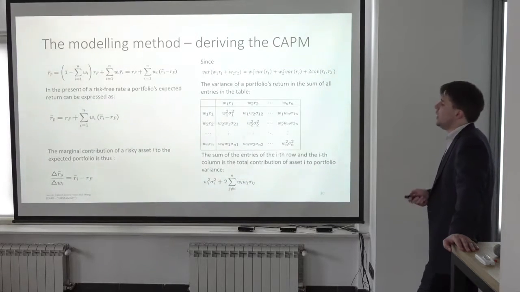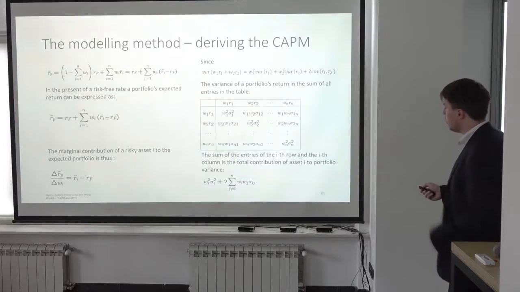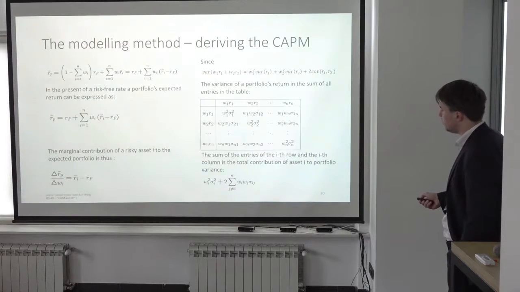But we're only looking at the sensitivity of your variance to your asset i, so the sum of the entries in the ith row. If we're looking at asset 2, for example, you would have to consider all of these terms and all of these terms, and that's going to be the total contribution of asset i to the portfolio variance. And this is how it's going to look.